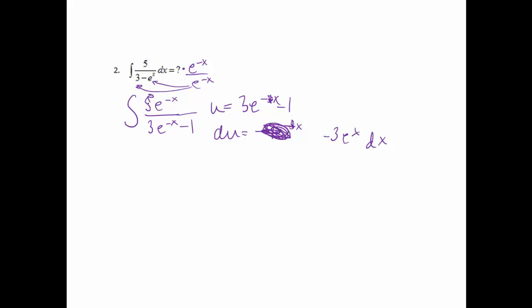So I am missing the 3. First of all, since this 5 is a constant, I'm going to put the 5 out front. I need a negative 3 there instead. So then I'm going to multiply by negative 1/3 on the outside. Okay, so now I have negative 5/3 times the integral. This will now be du over u, and once again, this will be an ln problem, so it will be negative 5/3 ln of the absolute value of 3e to the negative x minus 1. And that is not necessarily always going to be positive, so we do need the absolute values on this one.